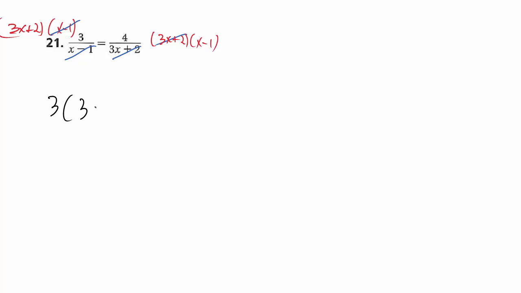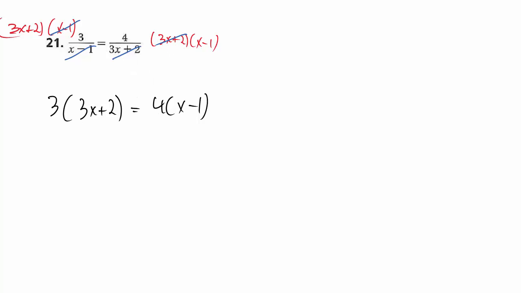So you end up getting 3 times 3x plus 2 on the left is equal to 4 times x minus 1 on the right. And another way of seeing this, in this particular instance, you could see them as proportions. You might see it as, oh, didn't you just cross multiply? And that's another way of seeing what I did. I don't want to lean on just seeing it as cross multiplying, because in the future we'll be multiplying by the least common denominator.